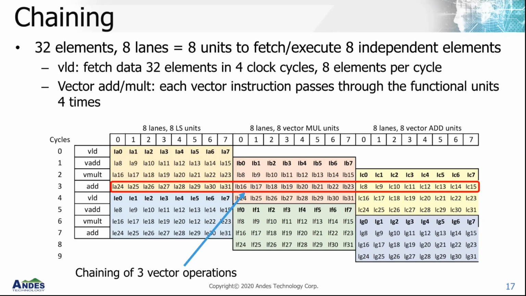Another view: in this example you have 32 elements, and there are 8 units to fetch and execute instructions, so the data fetch takes 32 elements in 4 clock cycles. As soon as the first 8 elements of data are loaded, they pass over to the mult, and as soon as the mult finishes its operation, it passes to the add. So this is the view of chaining of 3 vector operations at the same time.